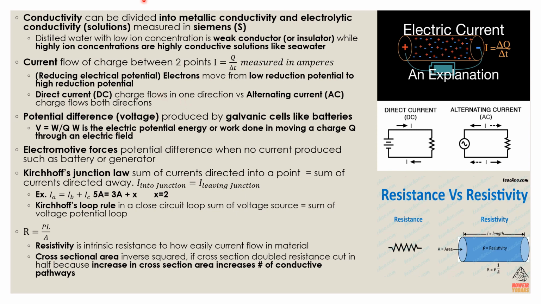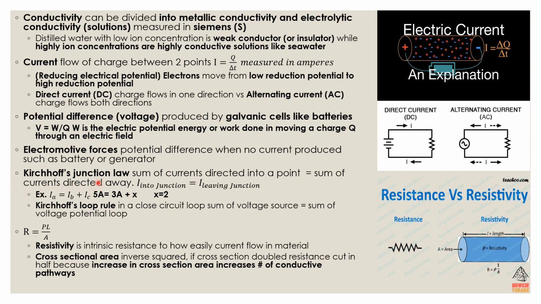And next we have potential difference. So potential difference, or voltage, is the electric potential between 2 points in an electric circuit, and it's produced by galvanic cells like batteries. And V here, voltage, is equal to the work done in moving a charge through an electric field. The potential difference is the amount of work required to move a unit of electric charge from one point to another point. The electromotive force is the potential difference with no current produced, such as in a battery or a generator.